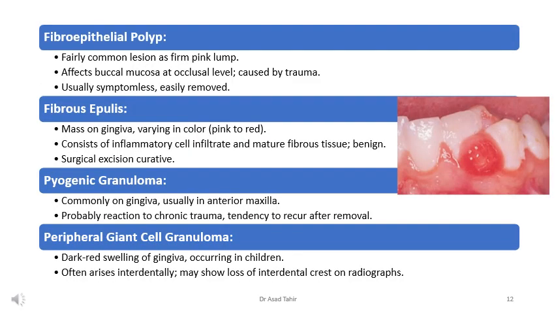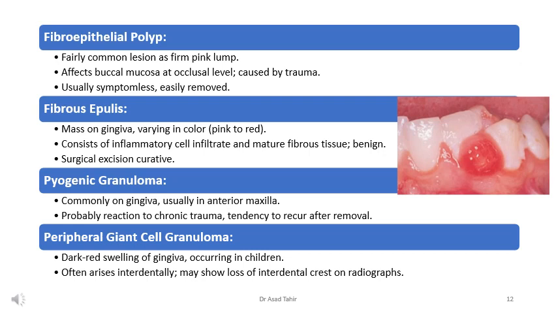Fibroepithelial polyp: a fairly common lesion presenting as a firm pink lump. Affects the buccal mucosa at the occlusal level, caused by trauma. Usually symptomless, easily removed. Fibrous epulis: a mass on the gingiva, varying in color from pink to red. Consists of inflammatory cell infiltrate and mature fibrous tissue, benign.